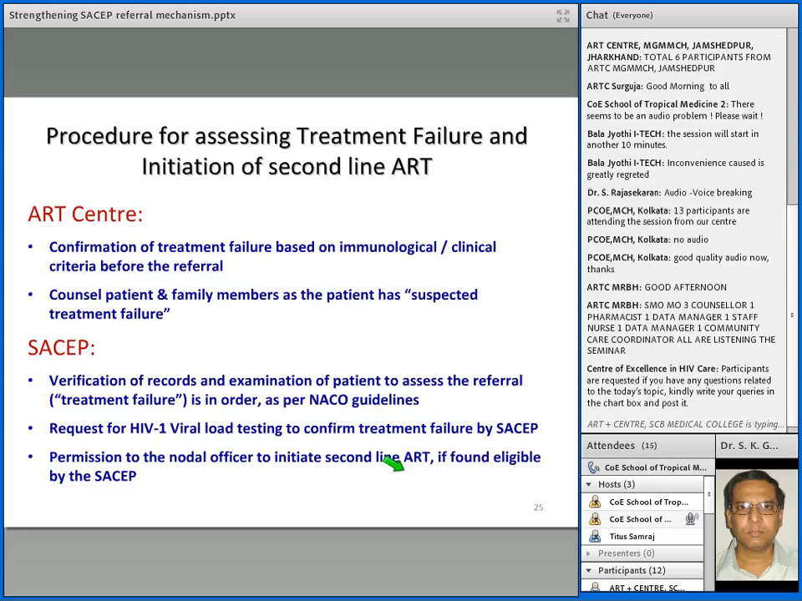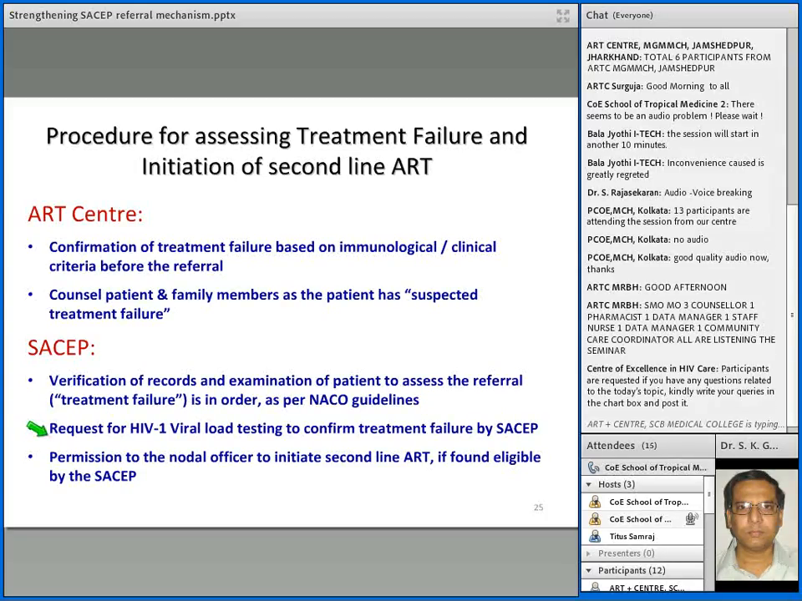Similarly, at the SACEP, the responsibility would be verification of the records and examination of patients to assess whether the referral is in order as per NACO guideline. As I said, the patient should be on antiretroviral therapy for at least 6 to 12 months. There should be appropriate adherence in the last 6 months. That should be there.